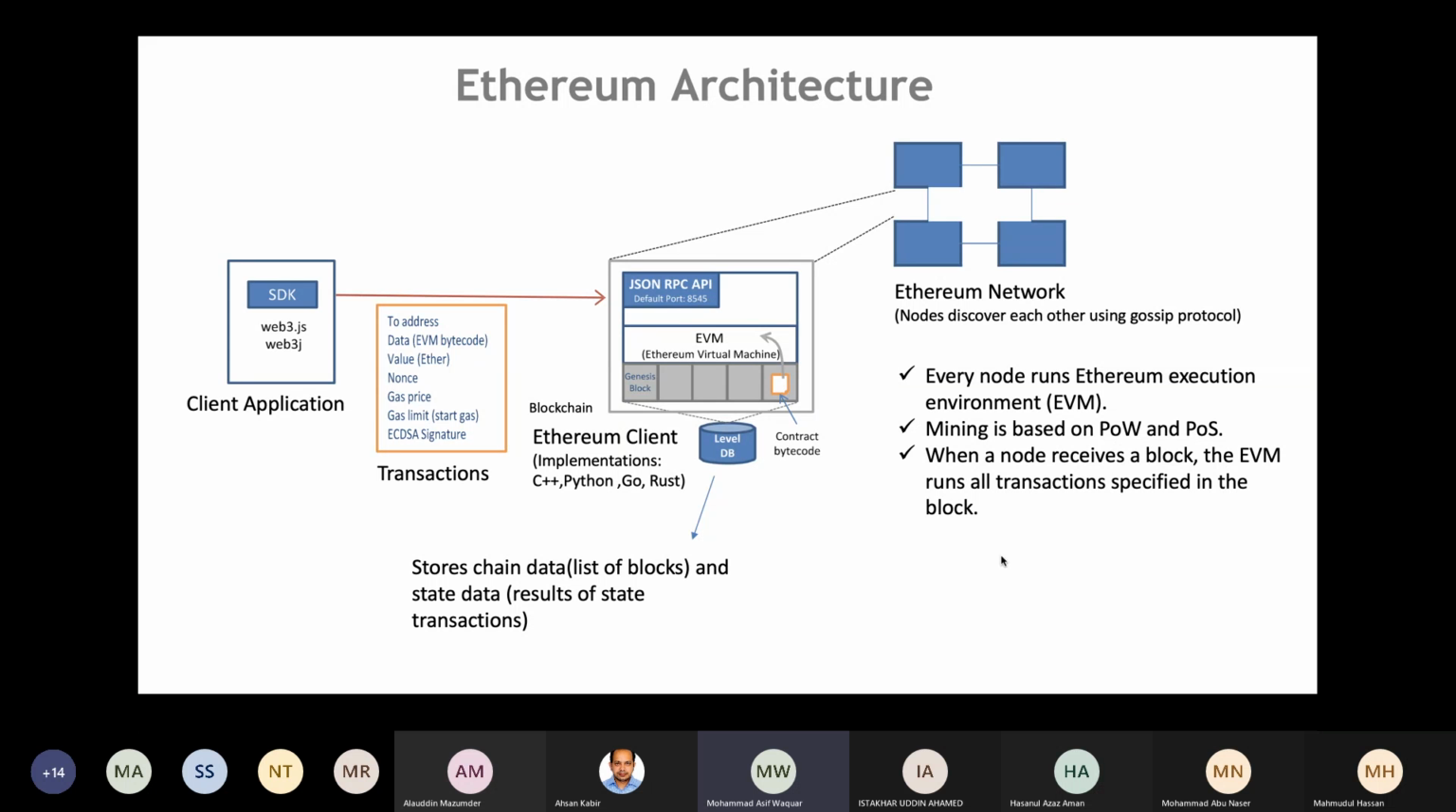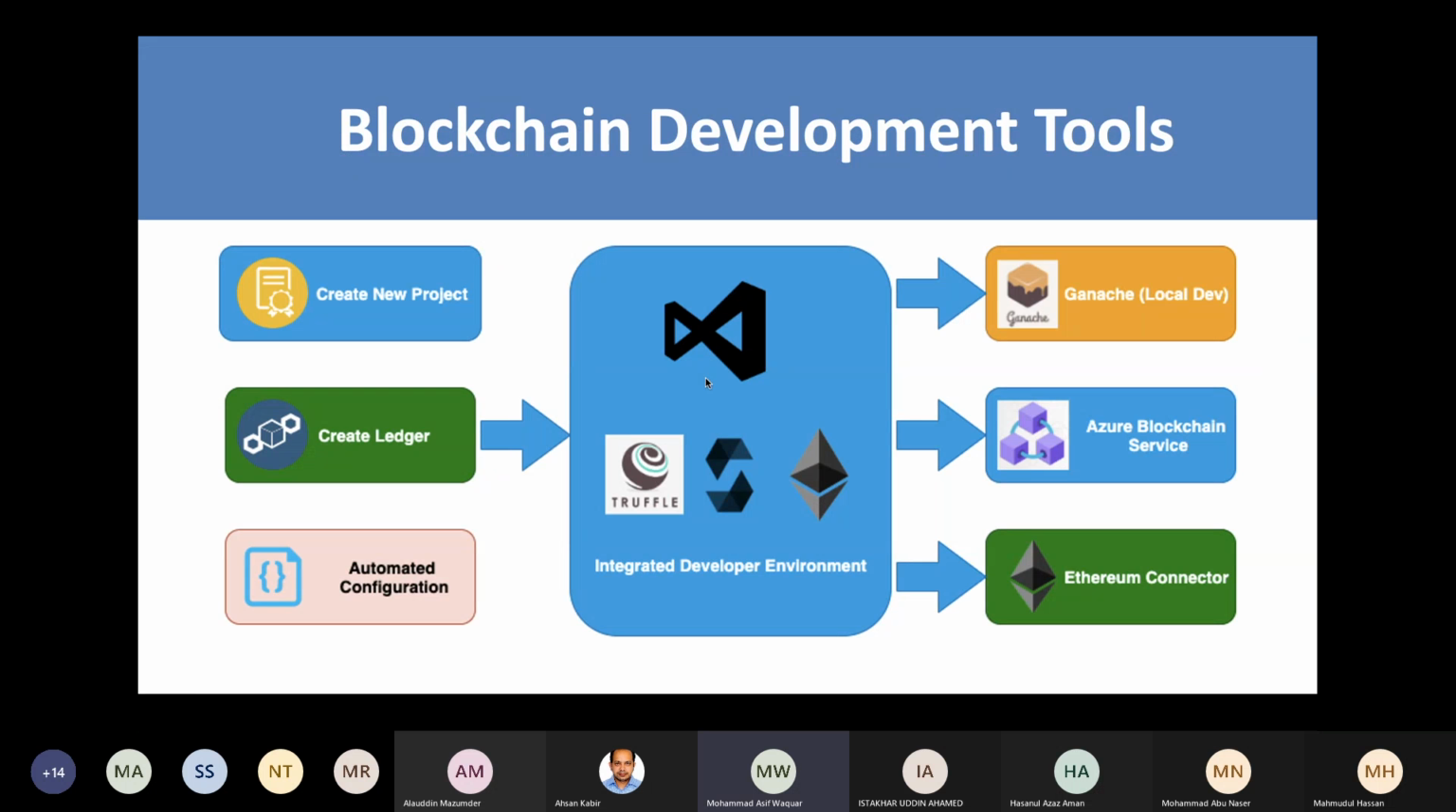When a node receives a block, the EVM runs all the transactions in that specified block. So this is overall how the Ethereum network interacts with the client application and the Ethereum client, which runs all the transactions and maintains the states of the transactions. This is how the Ethereum architecture works.